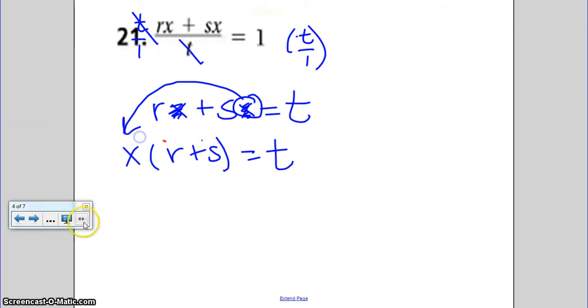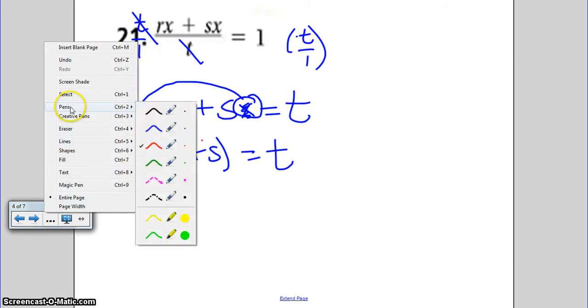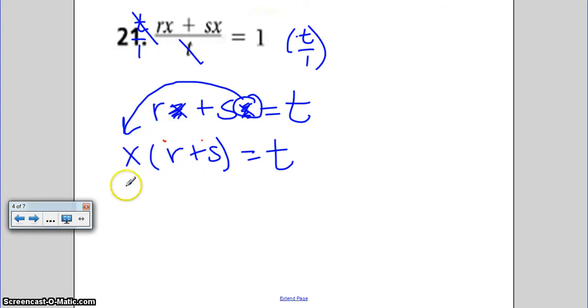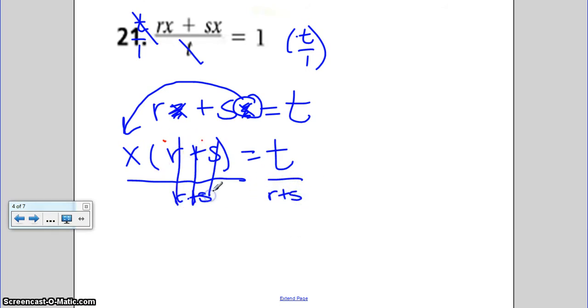So now what we're going to do, divide by r plus s, divide by r plus s. This all cancels, and I'm left with x equals t over r plus s.